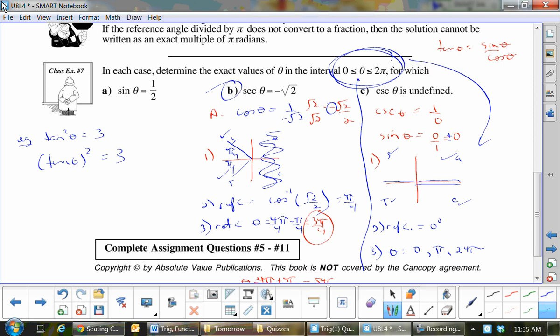Now, I want to take the square root of both sides. When you take the square root of both sides, make sure you put a plus minus. So it's when does tan theta equal plus or minus root 3? First of all, because it's plus minus, do you see that I'm in all 4 quadrants? When is tan positive or negative? Here, here, here, and here.